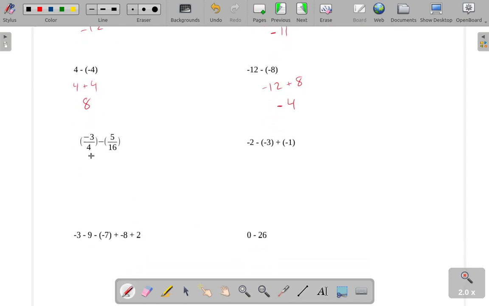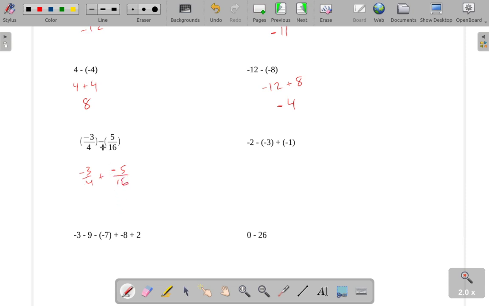All right, on this one, we have some number of fourths and some number of sixteenths. In order to be able to add or subtract these, I'm going to have to convert them to have the same denominator. But I also suppose I should probably deal with the fact that this is subtraction. So we have a negative, I'll deal with the subtraction first. Negative 3/4 minus, or plus a negative 5/16.